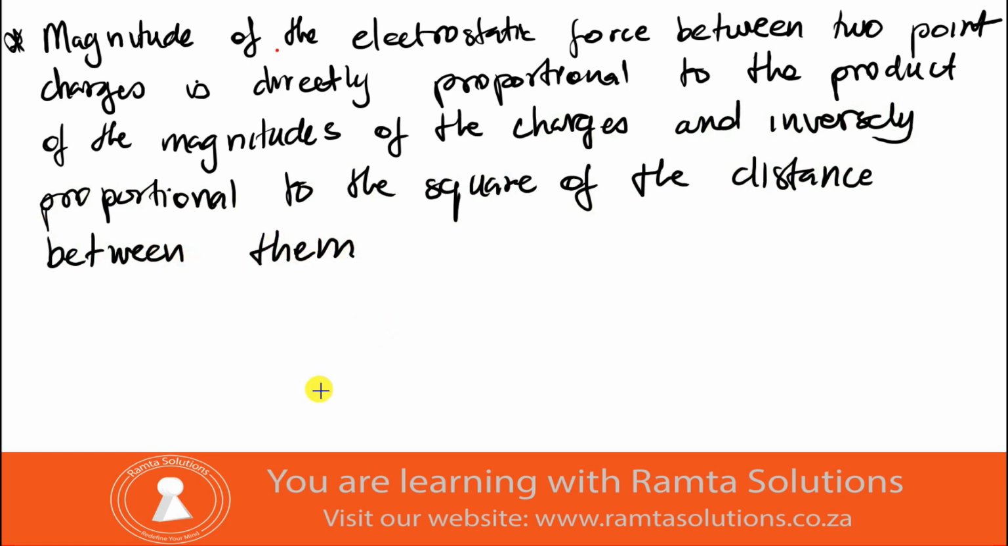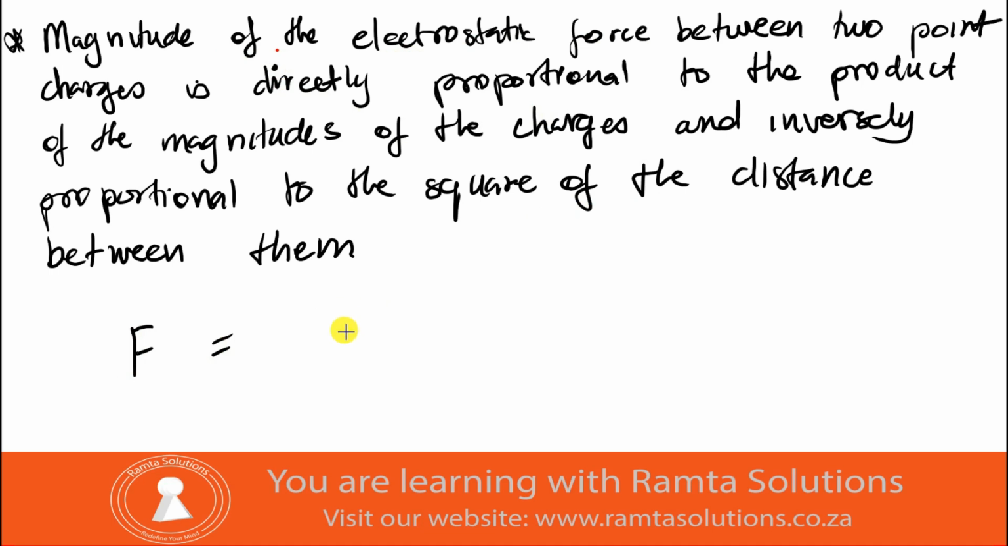Now remember, most of the physics formulas and laws that you will come across, in fact laws and definitions, will somehow directly give you the formulas used. So remember, we're saying the magnitude of the electrostatic force, we call it F, is directly proportional.